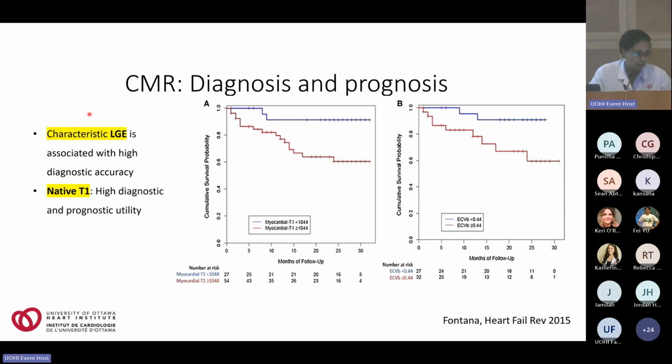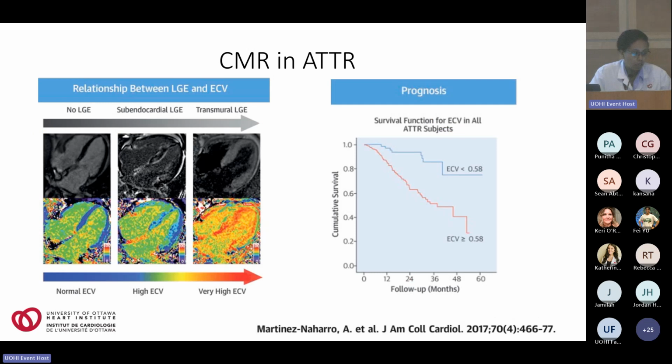Among those with AL, ECV is considered a good prognostic marker, those with a value of more than 44%. Also T1. So the LGE is also associated with high diagnostic accuracy. Among those with ATTR, as the disease progresses, you can see in the image the ECV and also the LGE enhancement become more prominent, and an ECV value of more than 58 has also been associated with poor survival.